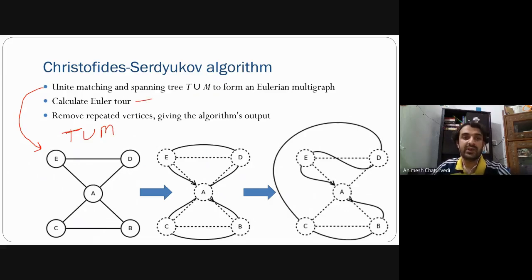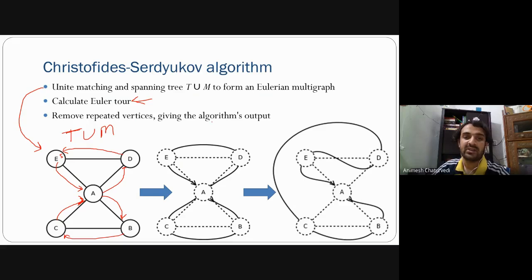Now you want to calculate the Euler tour. So how to create an Euler tour? Suppose this is a source node, and you want to create an Euler tour. So you go from A to B like this, then from B to C like this, then from C to A, because you can repeat vertices in the Euler tour, so it's allowed. So you again go from A to D and D to E, and this is an Euler tour because you can revisit a vertex.